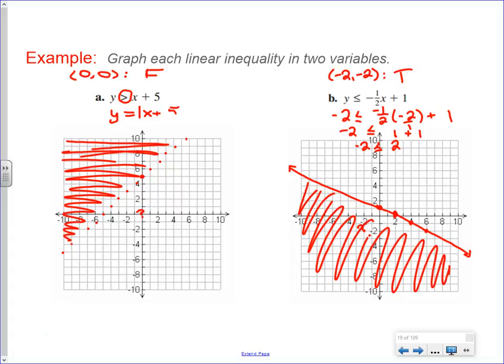So, Alan, if it's true, are we shading there or elsewhere? If it's true, we're shading there. Exactly. If it's false, where are we shading? Upstairs, on the other side.